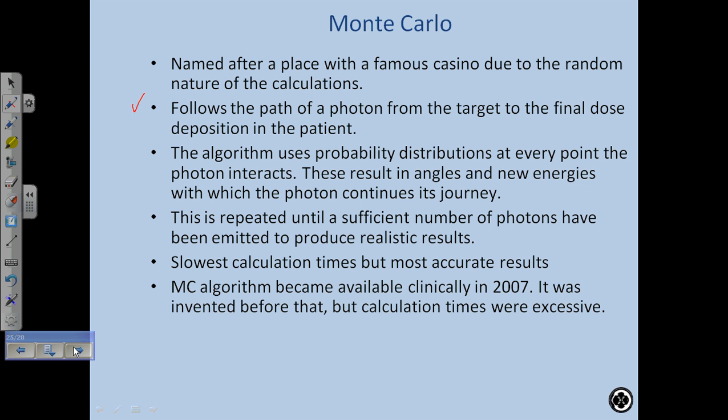Okay, now the Monte Carlo algorithm is only as accurate as the number of photons that you use. The more photons you use, the more accurate it is. Slowest calculation times, but this is the gold standard. Monte Carlo is the gold standard. It became available clinically in 2007. It was invented before that, but calculation times were excessive.